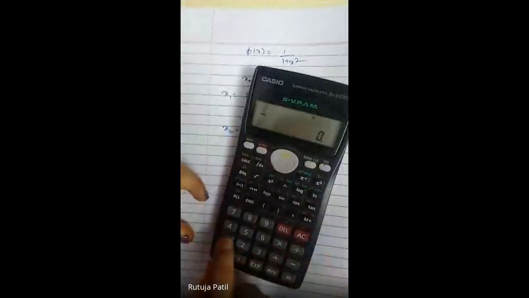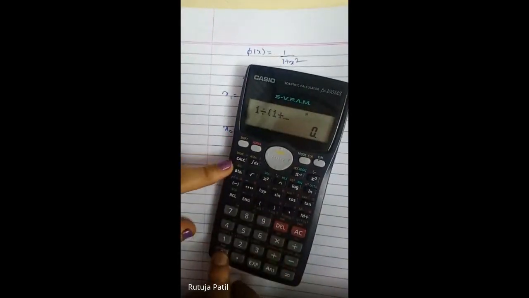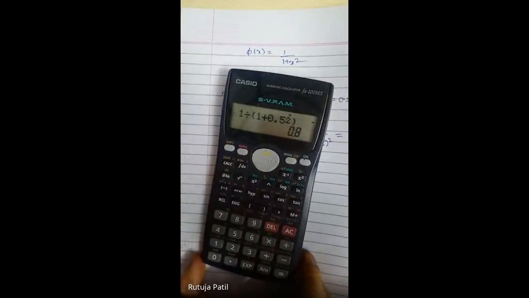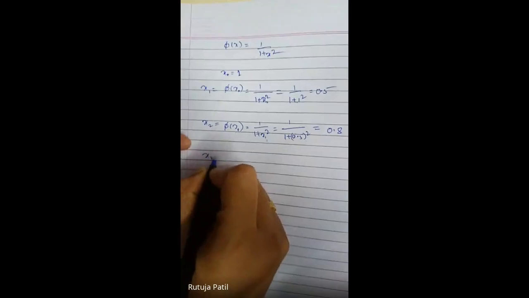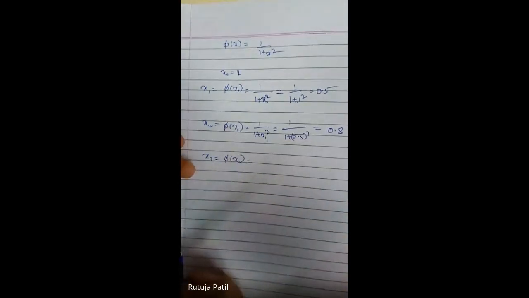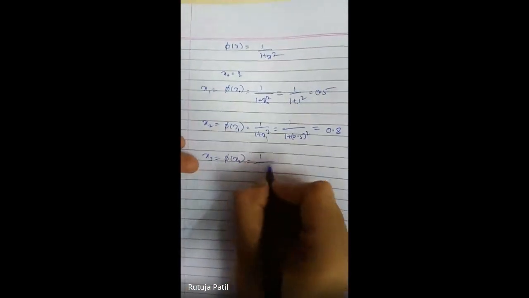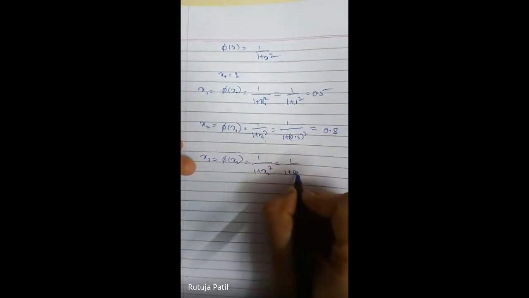That is 1 divided by 1 plus 0.5 square, which is nothing but 0.8. This is x2. We have to carry out 5 iterations, since we are done with only 2. Next, the value of x3 is psi of x2, that is 1 divided by 1 plus x2 square, that is 1 divided by 1 plus 0.8 square.